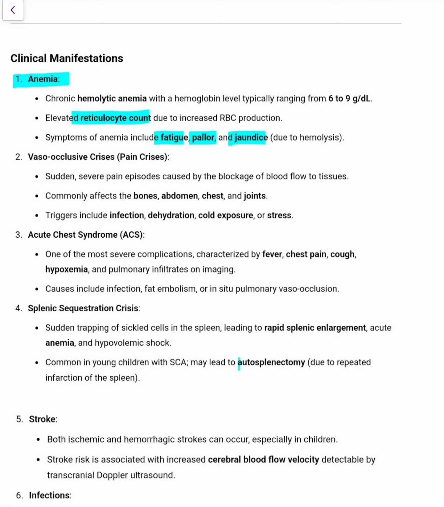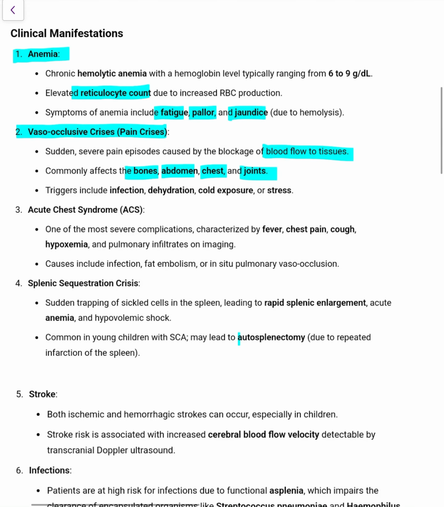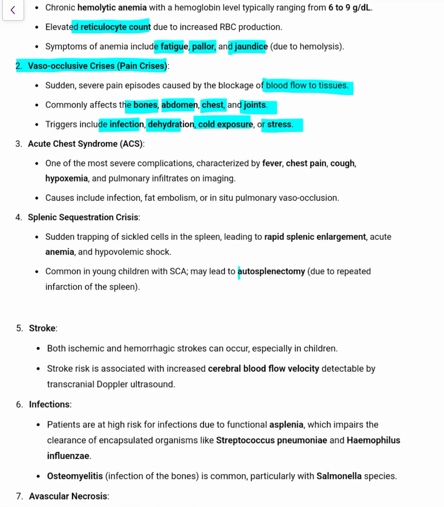Next is vaso-occlusive crisis, pain. So it will affect the bones, abdomen, chest, joints, etc. Okay, because of the sudden blockage of the blood vessels to the tissues. Okay, so what are the triggers for vaso-occlusion? As I said, any hypoxic state or any triggers like infection, dehydration, cold exposure, and stress. You have to manage that. You have to tell the patient that these are the triggers for your disease.